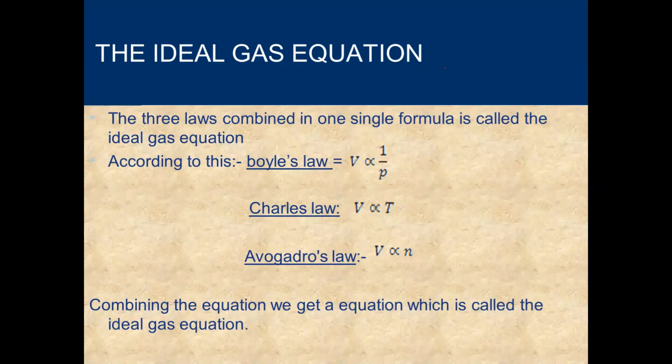Now, by combining the three gas laws, we can get the ideal gas equation. According to Boyle's law, V is inversely proportional to P. According to Charles' law, V is directly proportional to absolute temperature. And as per Avogadro's law, V is directly proportional to the number of moles of the gas. Now combining these three gas laws, we get an equation which is called the ideal gas equation.